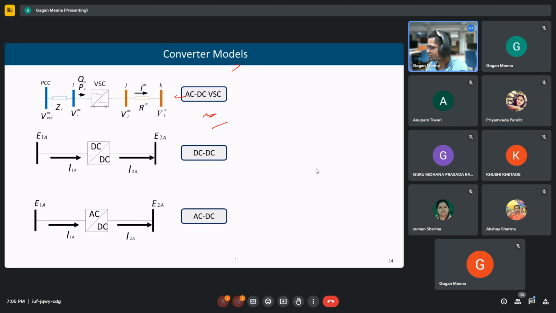So step up is boost and step down is buck. But these non-isolated type DC-DC converters have only a limited ratio. They can provide a transformation ratio of only about 1:4 or 4:1, depending on boost or buck. Beyond that, we have to use isolated type DC-DC converters. Then we have the AC-DC voltage source converter and LCC, line commutated converters. So for these three models we also have to write their governing equations while carrying out the power flow studies.